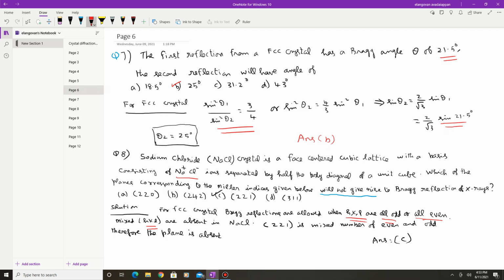Now 2 2 0, all even numbers, option A. Option B, 2 2 2 and 4 2 2, all are even numbers. Option C, 2 2 1: there are 2 even numbers and 1 odd number. So it is a mixed value, which is not allowed, and since the question asks which will not give Bragg reflection, this is the correct option. Option D, all are odd numbers, so it will give reflections. So all the numbers h, k, l must be all even or all odd. Option C is a mixed number, so it won't give the Bragg reflection.